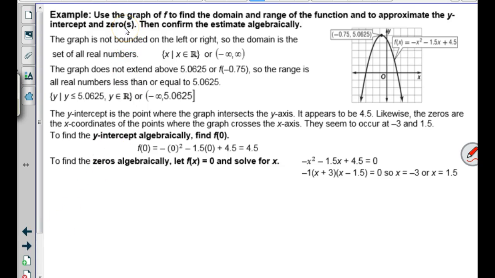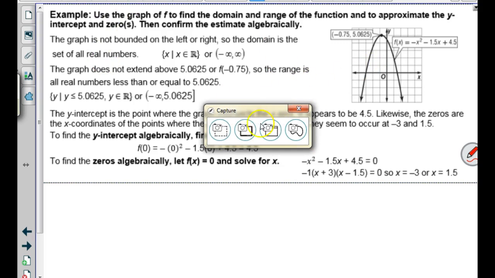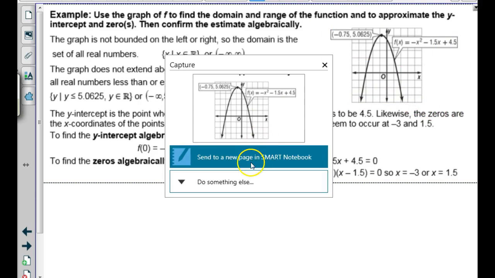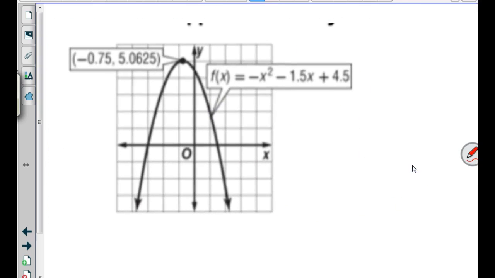So it says, eventually in this section, we're going to do some graph analysis. If I took this little bitty graph and made it bigger, can anybody tell me the domain and range from that graph? You would have to type the equation in and find this maximum point, but what's the domain and range? First of all, is it a function? Yes. The domain, left to right.